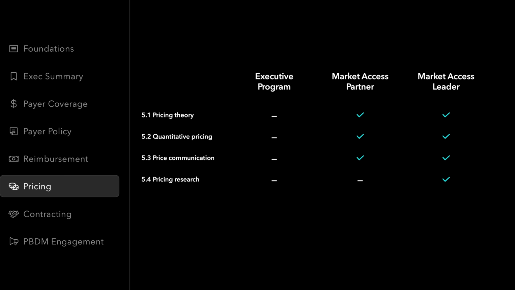In quantitative pricing, lesson 5.2, we begin to explore the relationship between price and volume and how this relationship impacts your marketing decisions with regard to your full product strategy. Price communication describes the process by which we articulate the price to stakeholders in the market. Pricing research for market access leaders is designed to help us understand what types of market research projects and what types of approaches we may use for developing a pricing strategy.